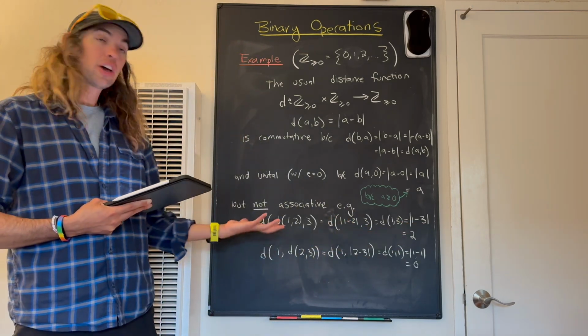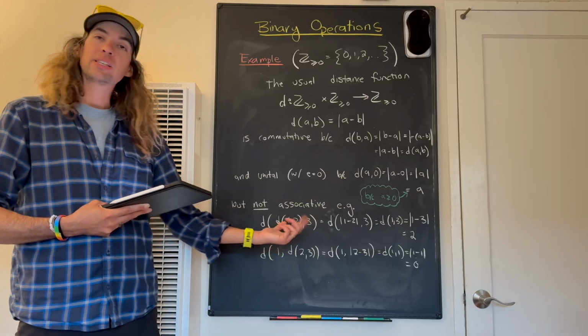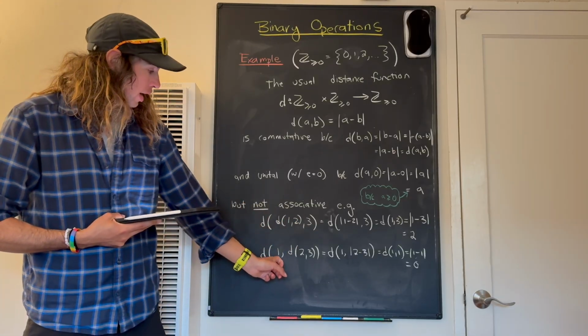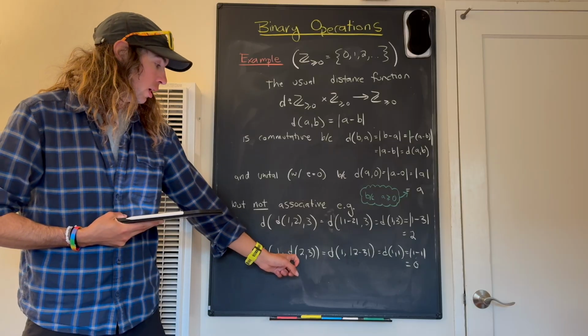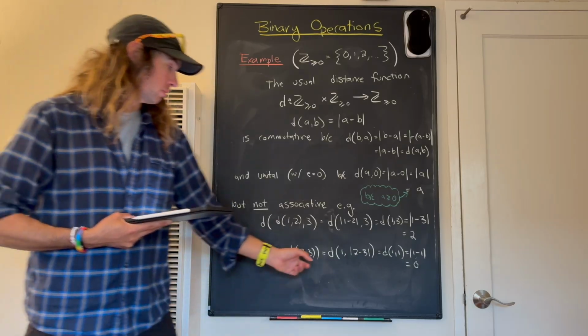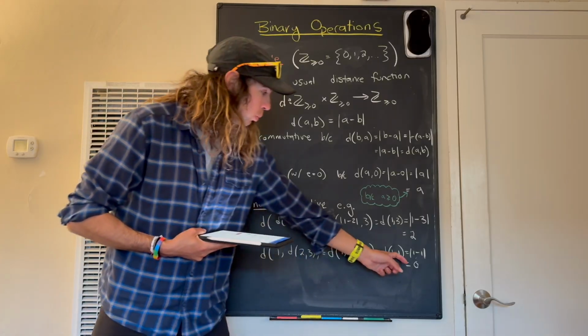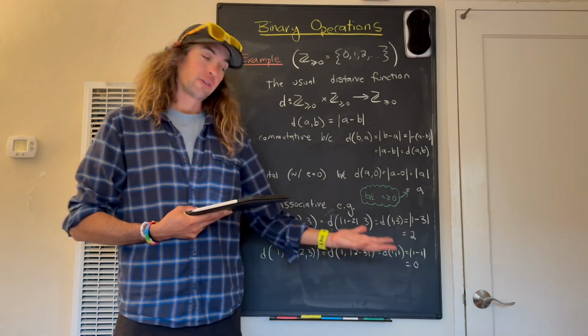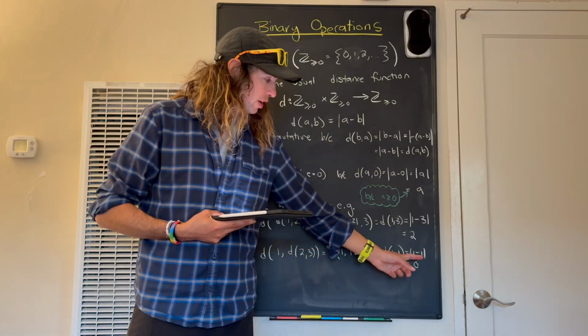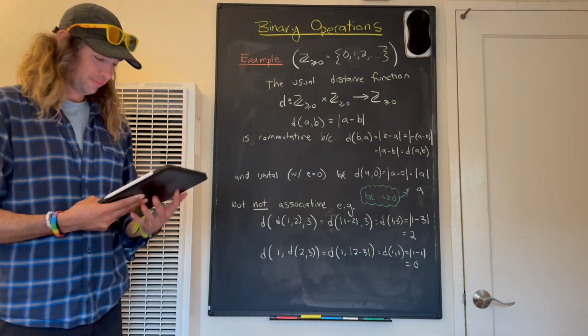And on the other hand, if I write the parentheses in the other order, I have the distance from 1 to d of 2 comma 3. Well, d of 2 comma 3, that's the absolute value of 2 minus 3, which is 1, and the distance from 1 to 1 is 0. So that's the absolute value of 1 minus 1, which is equal to 0. Okay, great.